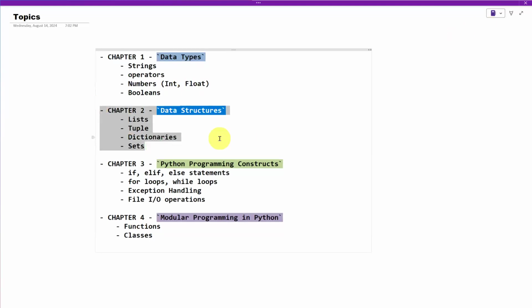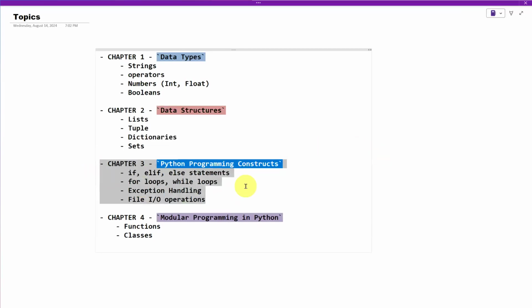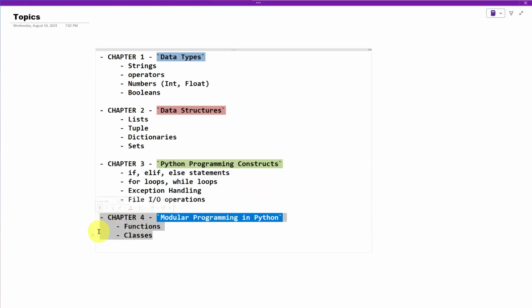And data structures such as list, tuple, dictionary, set. Python programming constructions, chapter 3: if and else statements, for loops and while loops, exception handling, file input output operations, and functions and classes, basics of classes. All of these topics we are going to cover in Python.